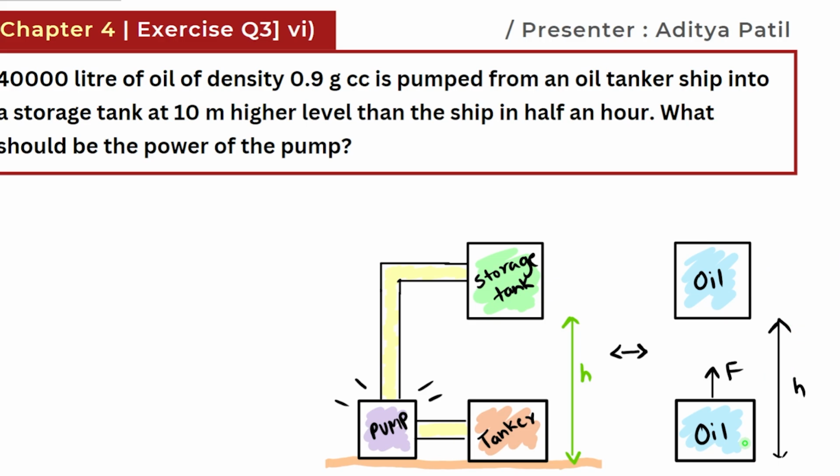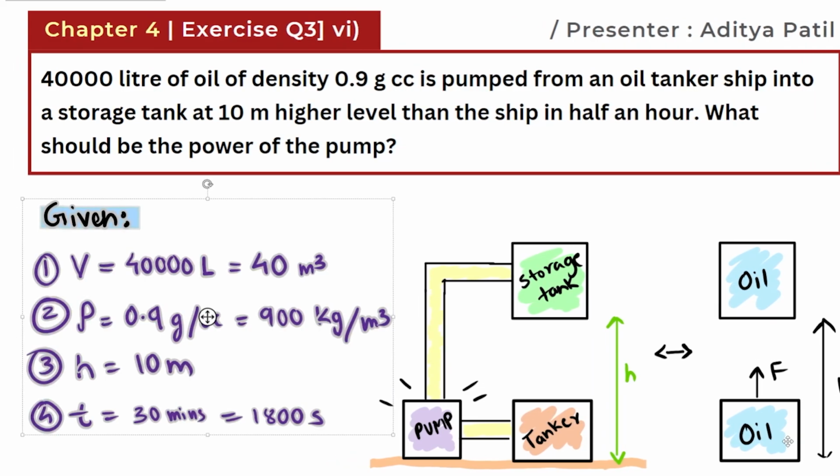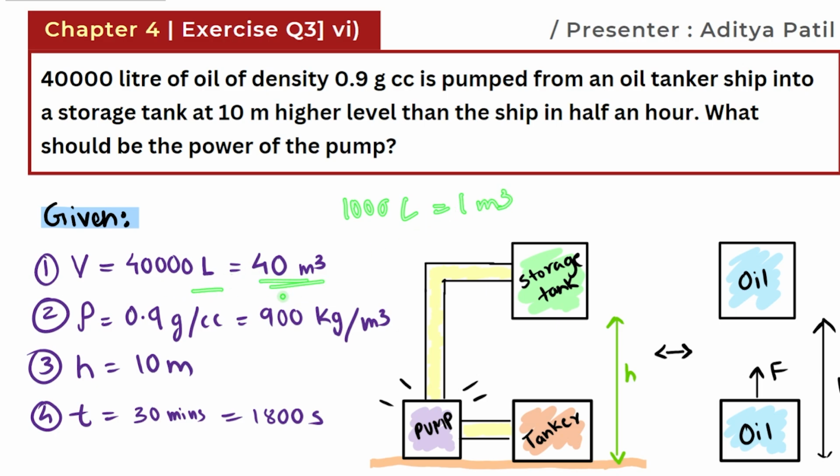Okay, so now that we have a better understanding of what's happening in this question, let us start our solving process. First, let us write all the data that's been given to us. The first quantity that we know is the volume of the oil, which is 40,000 liters. For simplicity of calculation, we need the volume in meter cube. So we convert liters into meter cube, and the ratio is 1000 liters is equal to 1 meter cube. So 40,000 liters becomes 40 meter cube.